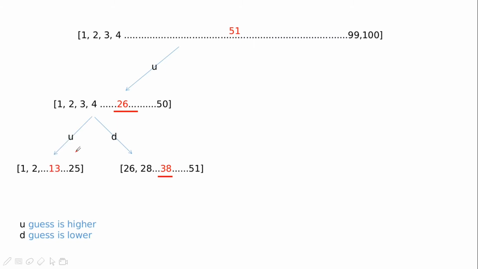But if the user typed U, which means that our number is higher, we will choose the other part of the list that contains the numbers from 1 to 25, pick a number at the center of the list, calculate its index, and so on.